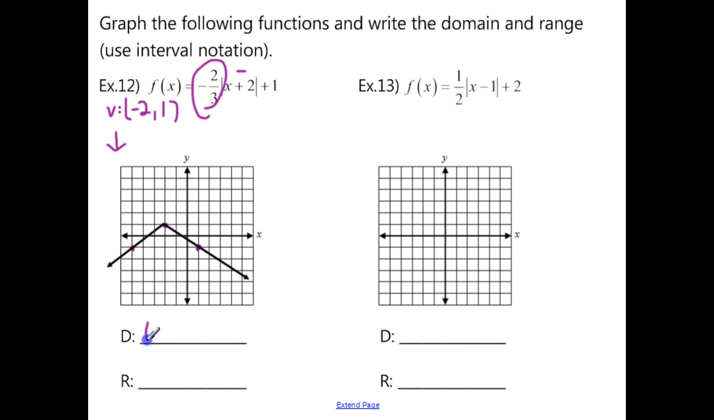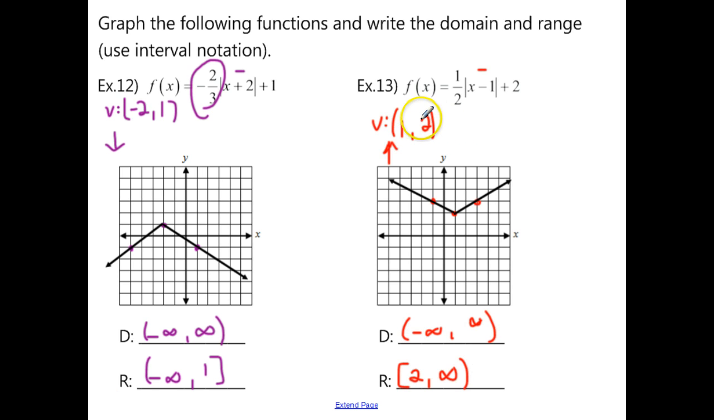Okay, so our domain, negative infinity to positive infinity, and then our range, again, forever in the negative direction. Our highest y value is positive 1, closed by a bracket. So go ahead and try the second example, follow the same steps, and check back with me when you're done.